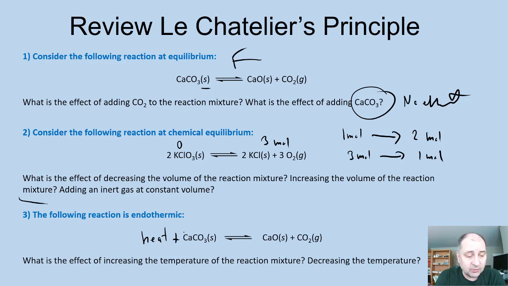So what is the effect of increasing the temperature? If you increase the temperature, it means you are putting in more heat. You are going to shift it to the right. All right? So that's like you're adding a reactant. And if you're decreasing the temperature, it's like you're taking out heat, and you are going to shift it to the left.